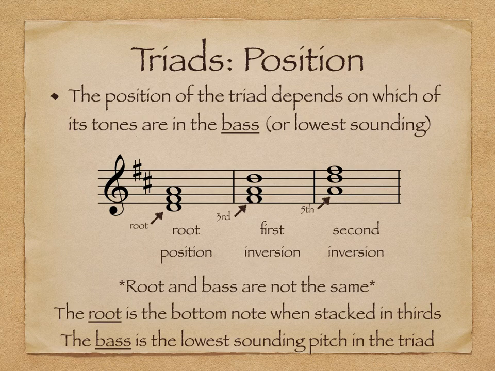It's very important to understand that the root and the bass are not the same thing. The root is the bottom note when stacked in thirds, and that's how we get the name of the triad. All the triads above are called D major triads because D is the root. Now the bass is the lowest sounding pitch at any given time. This bass note changes often, which is why we have different position names for the triad.